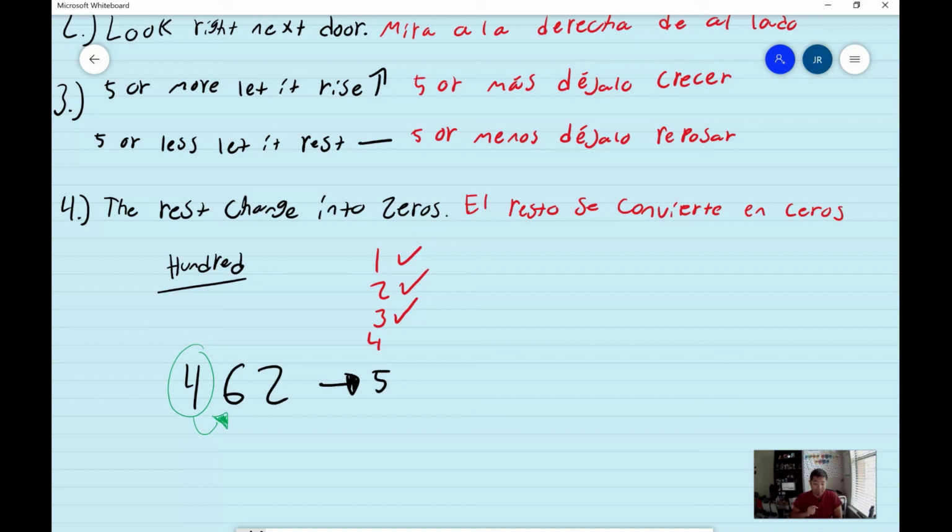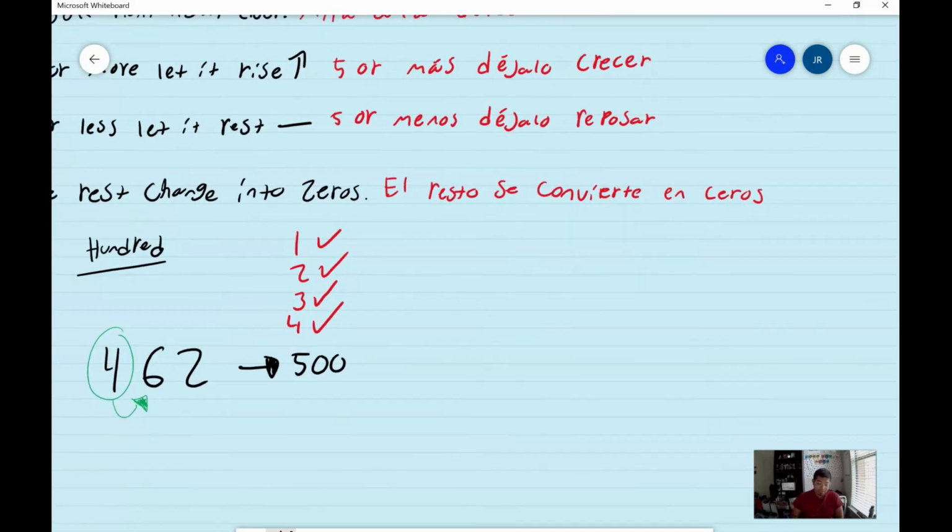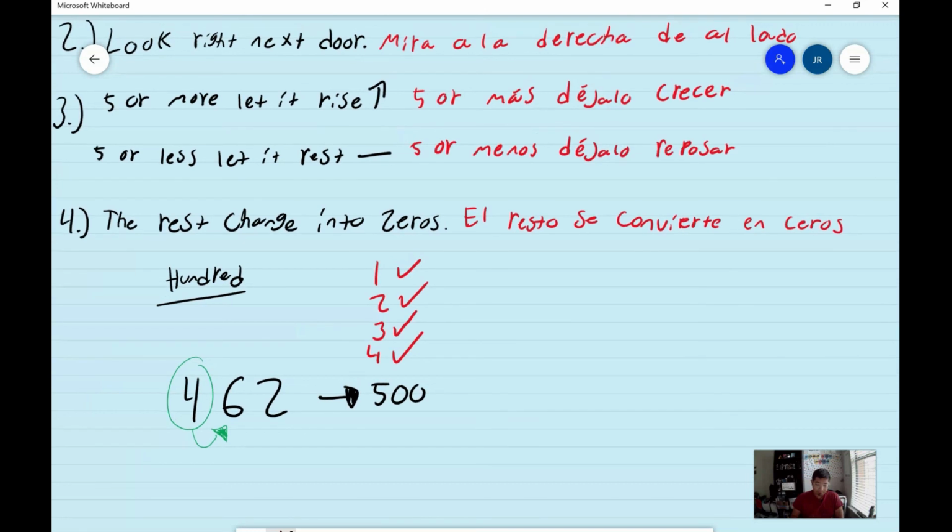Paso número 4 dice, el resto se convierte a ceros. The rest changes to zeros, so that means 6 and 2 change into what? Zeros, okay? Step 4, done, complete. So 462 rounded to the hundreds place is 500. So cuando yo digo 462, redondar al lugar de centenas es 500. Okay. Let's look at another example.